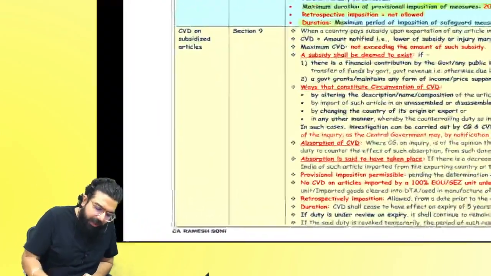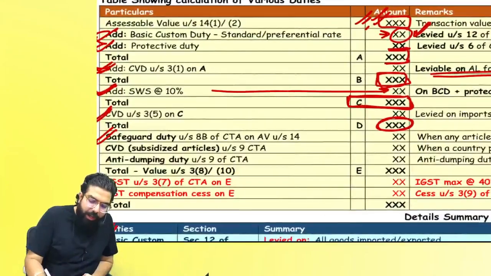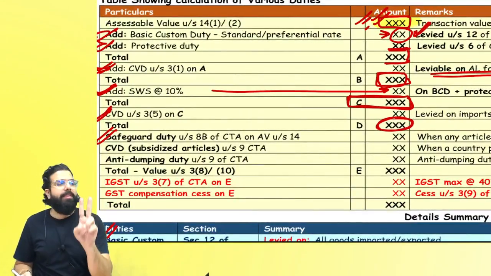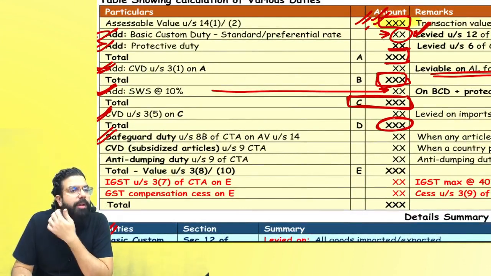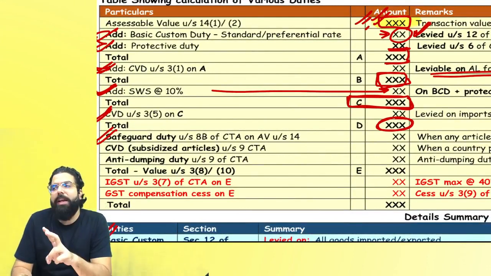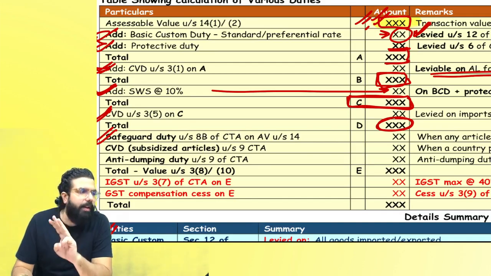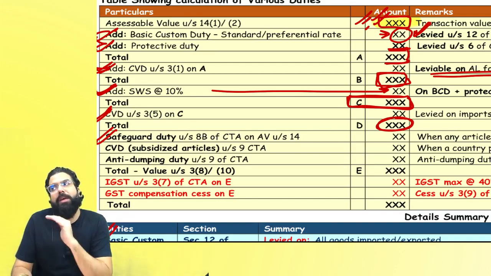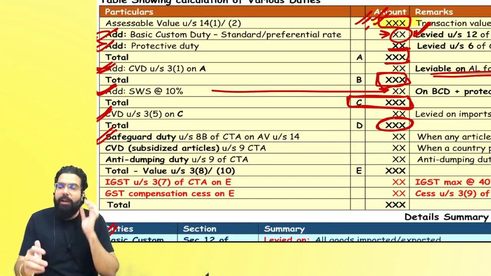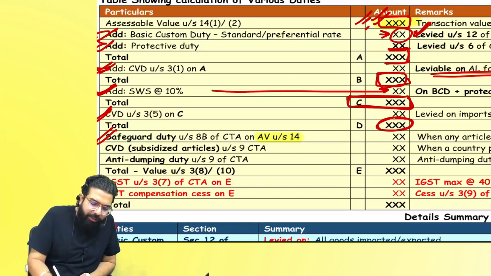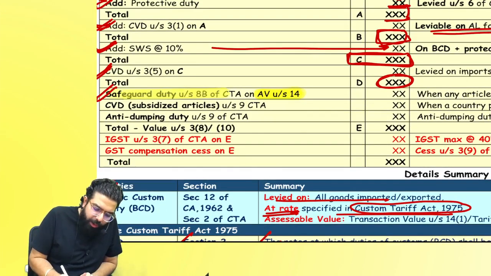Total can be how much? 10 years. Now the next one over here, everyone listen to me very carefully. First, you will have to take assessable value, basic custom duty, protective duty, total will come. On the total, you will impose CVD under section 3.1 and then the total will come. On that social welfare surcharge, then the total will come. CVD 3.5, then the total will come and then safeguard duty will be calculated. Safeguard duty is generally calculated on the assessable value under section 3.1. Always 14.1 or 14.2 on that assessable value, basically safeguard duty will be calculated.